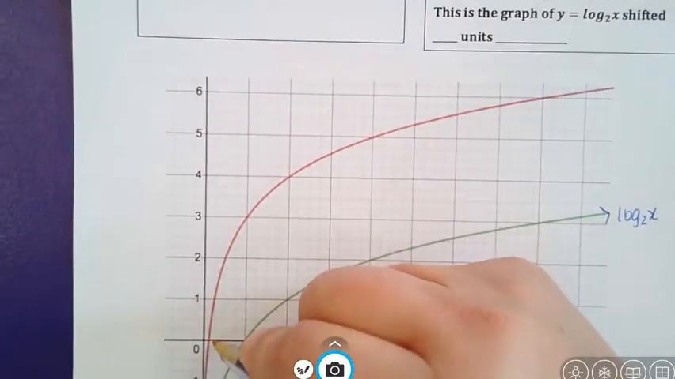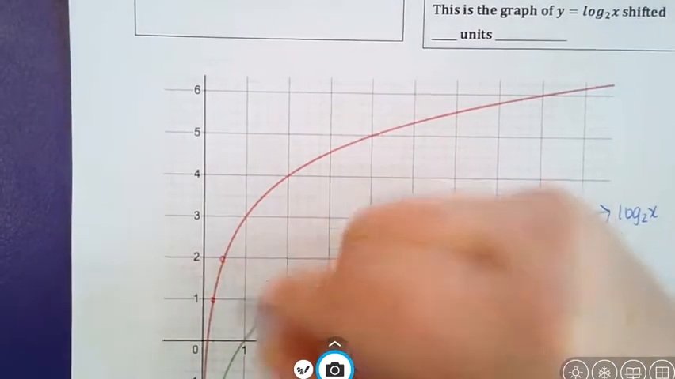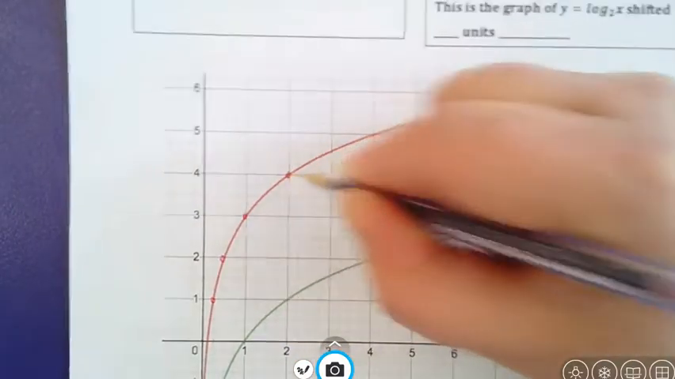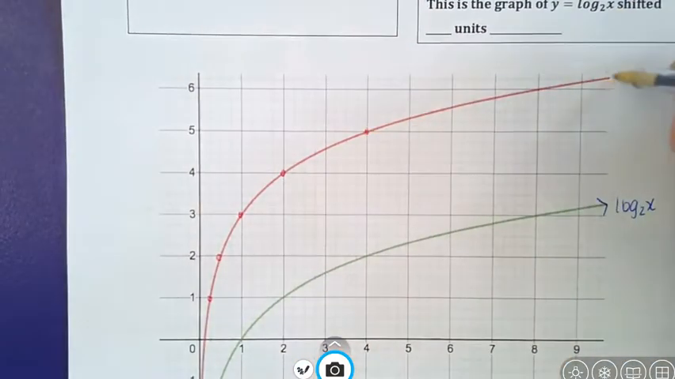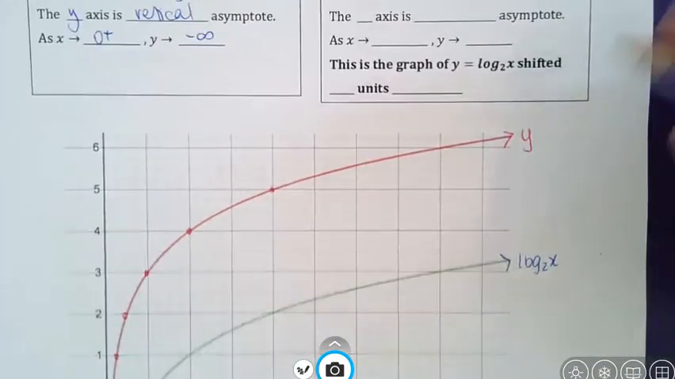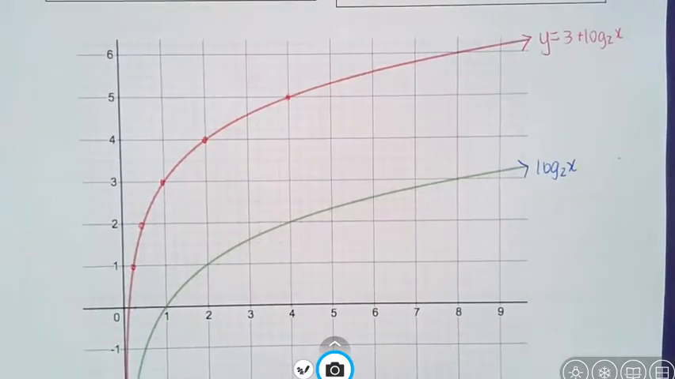We've got a quarter, 1. A half, 2. 1, 3, 2, 4. I want to see the points on the curve like you are sketching it. Y equals 3 plus log to the base 2 of x, or you can write it as log to the base 2 of x plus 3.